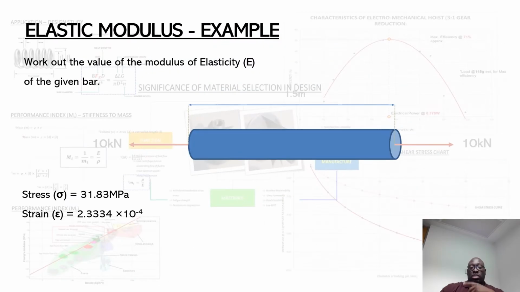The Young's modulus. Knowing what the stress is, so we calculated the stress to be 31.83 MPa, and we calculated the strain to be 2.33 and so on, to the power of minus 4. So let's work that out.